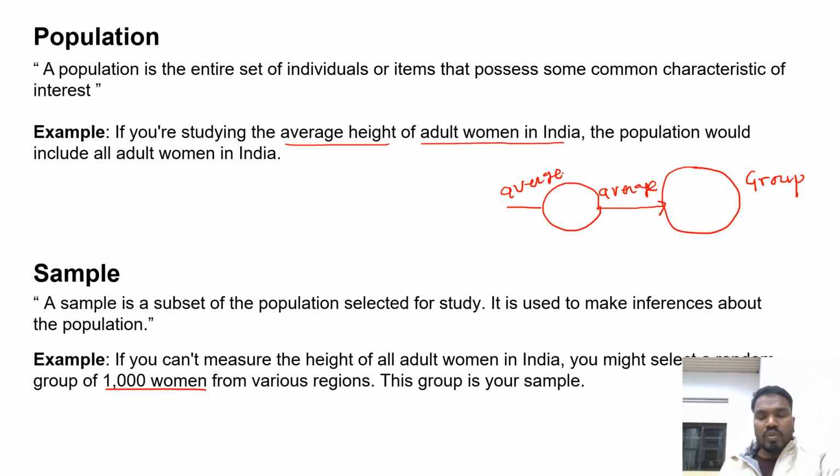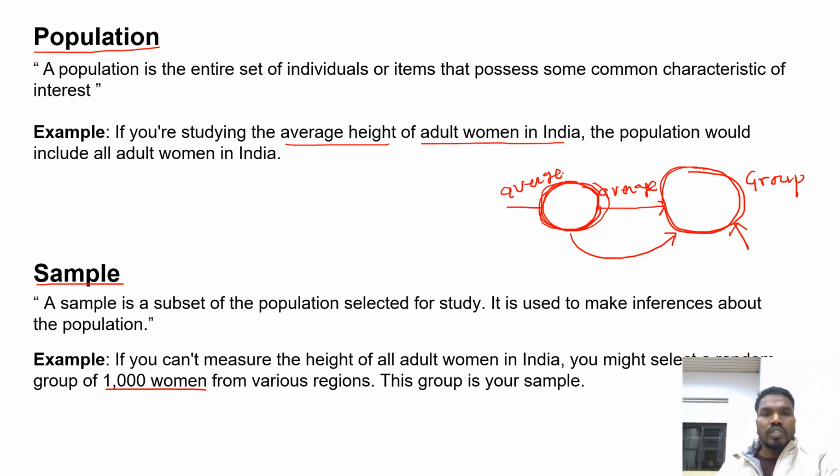Okay, then we conclude that the average of this group is coming from this set. So therefore, the average of this group is more likely to be similar to this one also, right? That means my target group is this one, but to achieve the measure of the target group, I have taken some part of that target group, right? So in simple language, the target group is nothing but the population, and the small set of that particular target group is nothing but the sample.